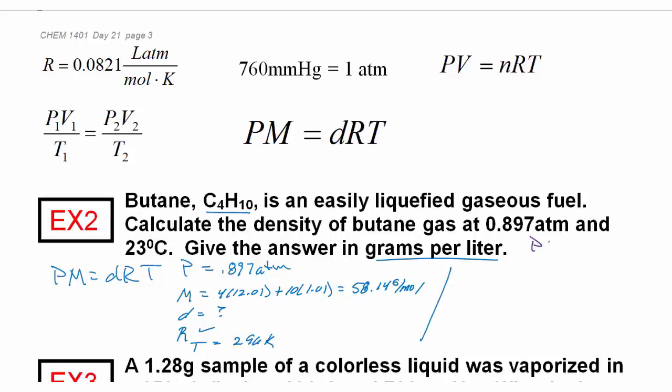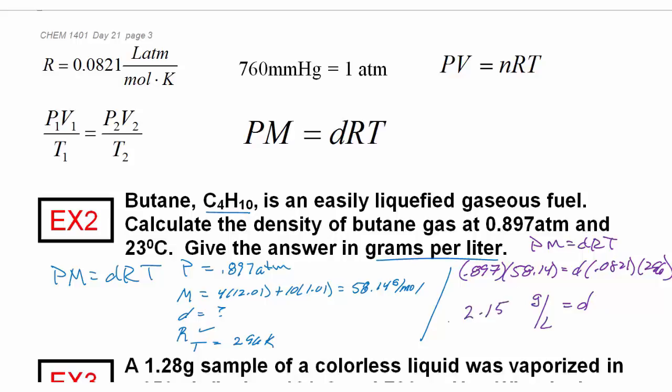So if I substitute into my expression, I'll get 0.897 times 58.14 has to equal D times 0.0821 times 296. So what's my density? And it will come out in grams per liter. 0.897 times 58.14 divided by 0.0821 divided by 296, around 2.15 grams per liter would be the density of butane.